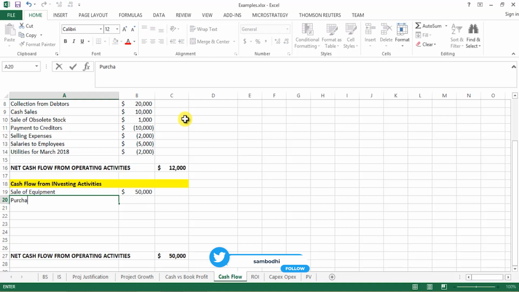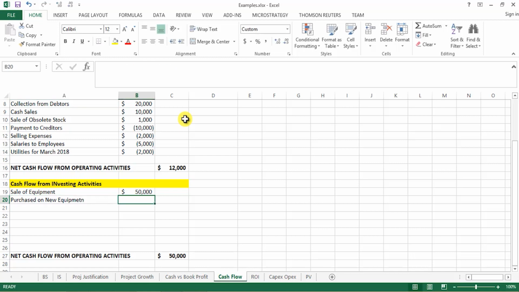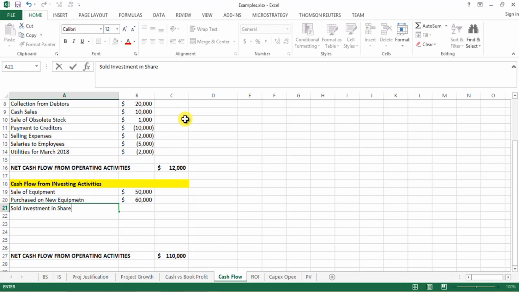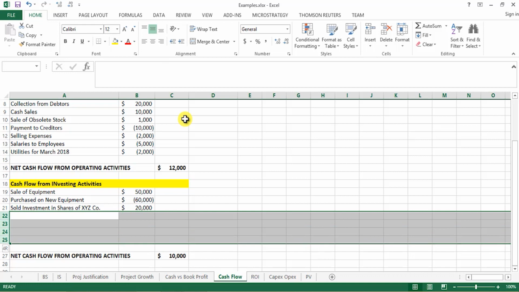We can say we purchased new equipment in place of the old one for, say, $60,000. Then we sold an investment in shares of XYZ company for let's say around $20,000. Here you have a positive cash flow, and purchase of new equipment is a negative cash flow, so it's going to be a minus figure over here. I think that's pretty much good for the investing activities section.